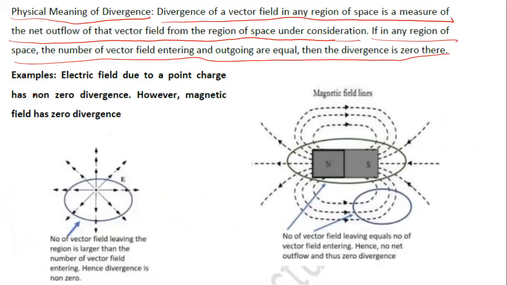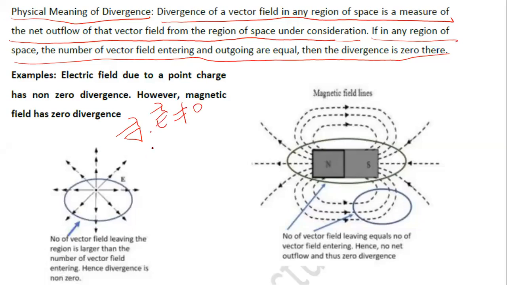Now going back to this particular page, you can see an example of an electric field due to a point charge. You consider any region of space or a closed surface like this, and you see that there is a net outflow of the electric field lines. If you have an isolated positive charge, there is no vector field entering the region of space under consideration. However, there are electric field lines diverging or flowing out from this region of space. So if they flow out, it means the divergence of the electric field is non-zero, right?